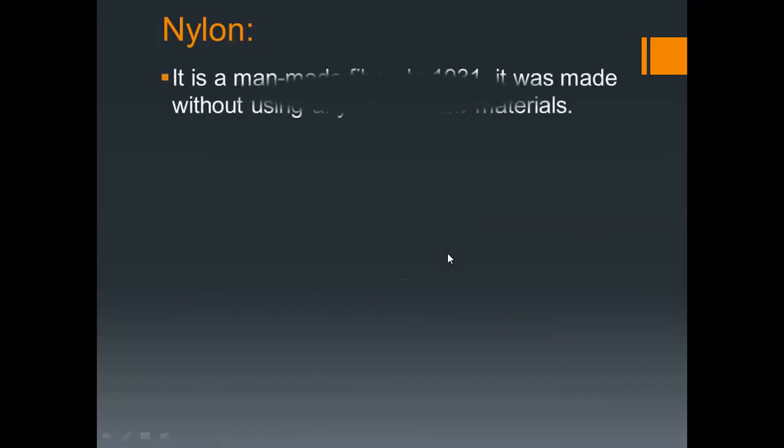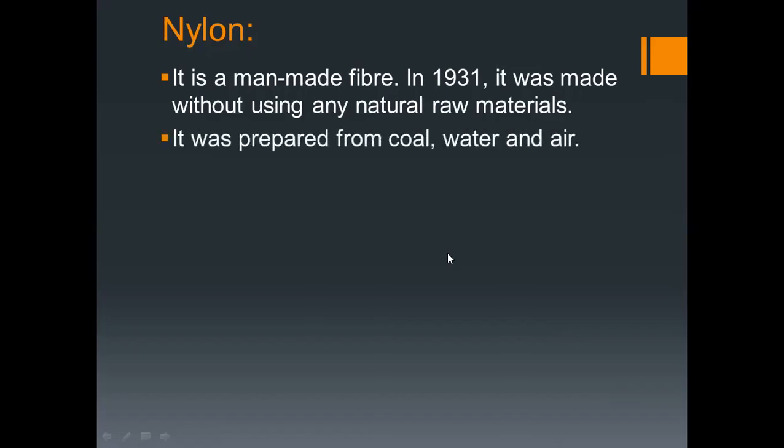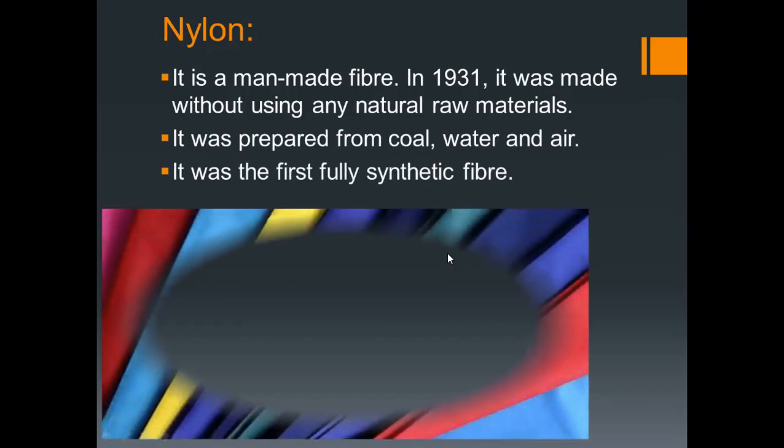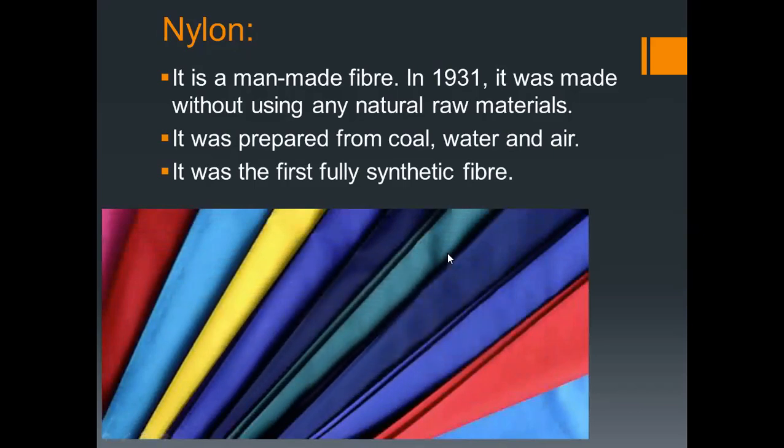Nylon. It is a man-made fiber. In 1931, it was made without using any natural raw materials. It was prepared from coal, water, and air. It was the first fully synthetic fiber.